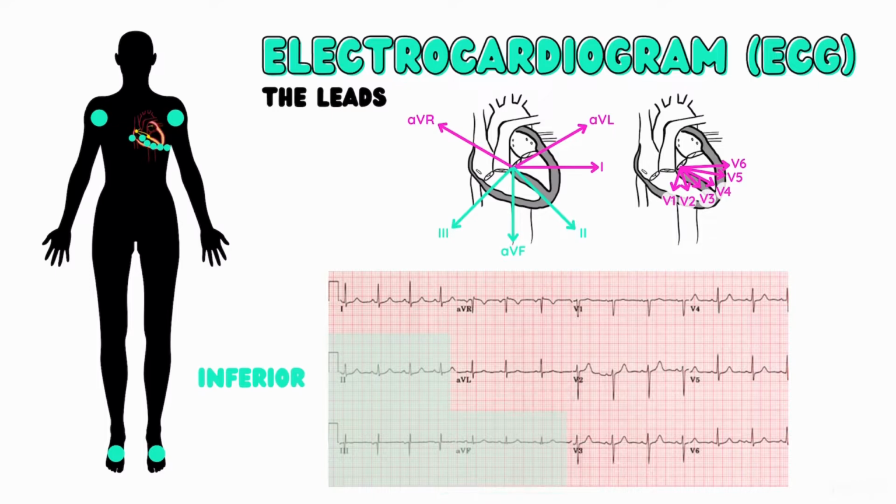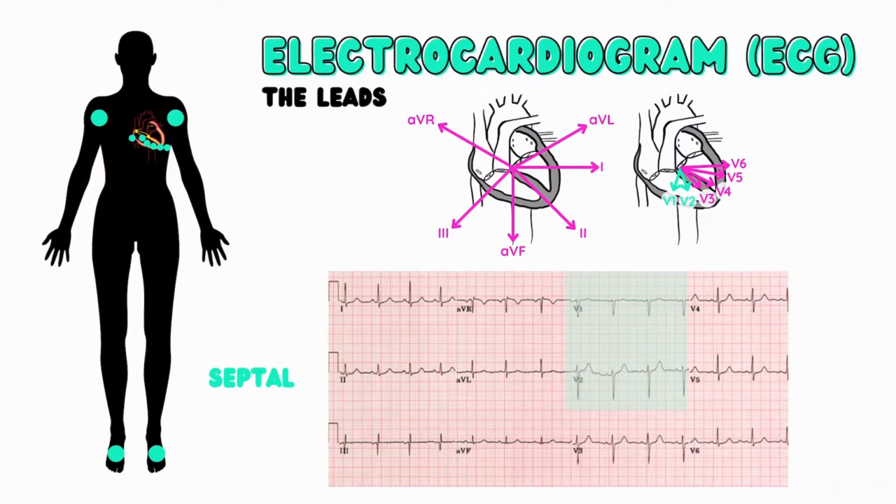Leads 2, 3, and AVF assess the inferior aspects of the heart. Leads 1, AVL, AVR, V5, and V6 assess the lateral aspects of the heart. Leads V3 and V4 assess the anterior aspects of the heart. And leads V1 and V2 assess the septal regions of the heart.